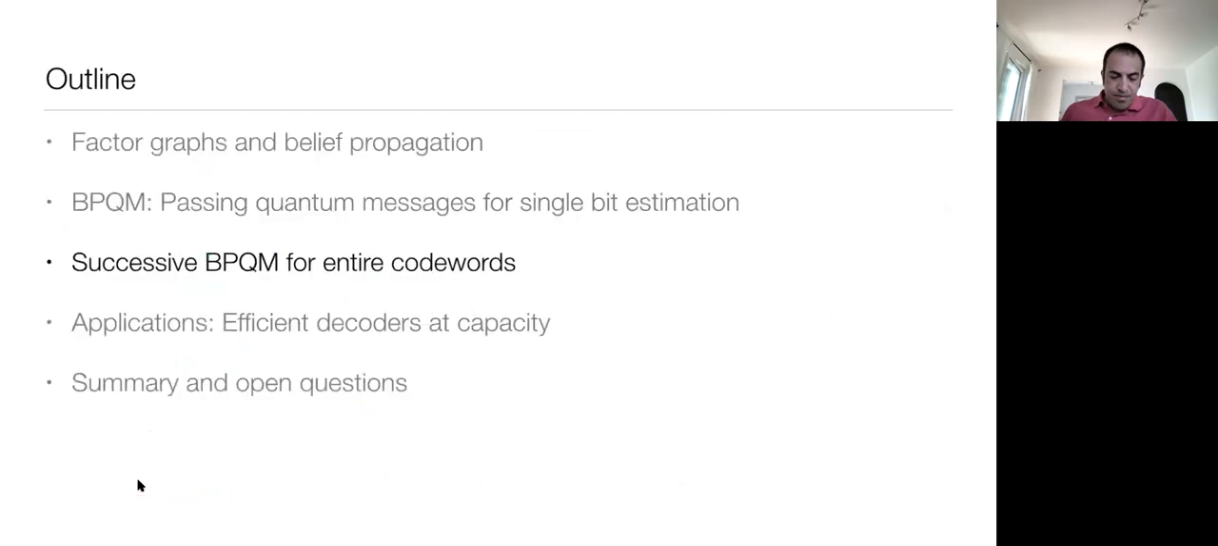Okay, good. So that was actually the main part of the talk. The rest is a little bit more high level. So now if we want to decode, that's all well and good to decode a single bit, but we need to decode every bit, or at least enough of them to reconstruct the code word.